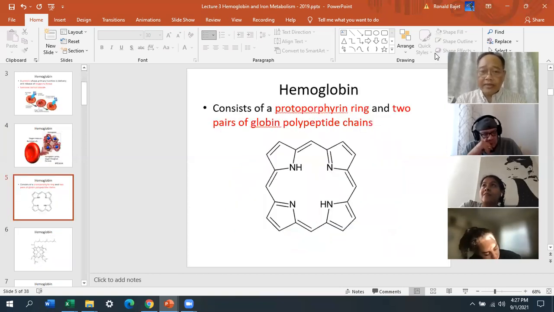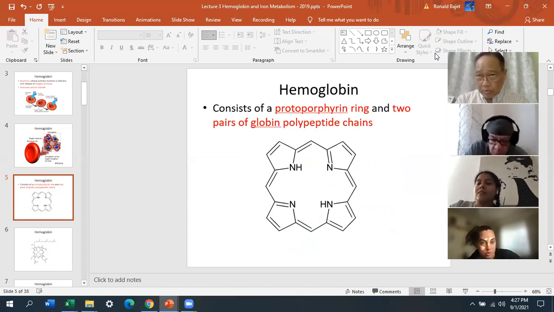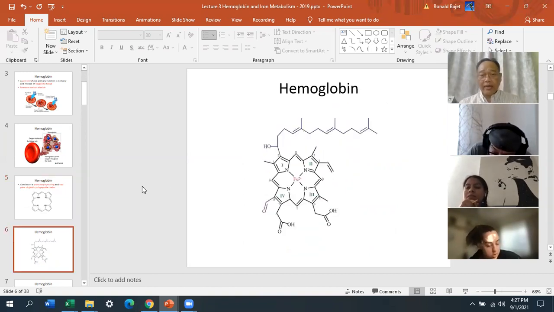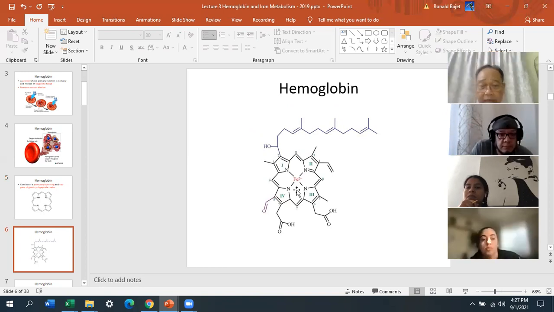Hemoglobin consists of a protoporphyrin ring and 2 pairs of globin polypeptide chains. So 2 pairs of globin polypeptide chains means that there are 4 polypeptide chains in total. In the middle of this ring is iron, and it's the iron that binds to the oxygen. And here's another picture of the hemoglobin molecule. Right there is your iron.